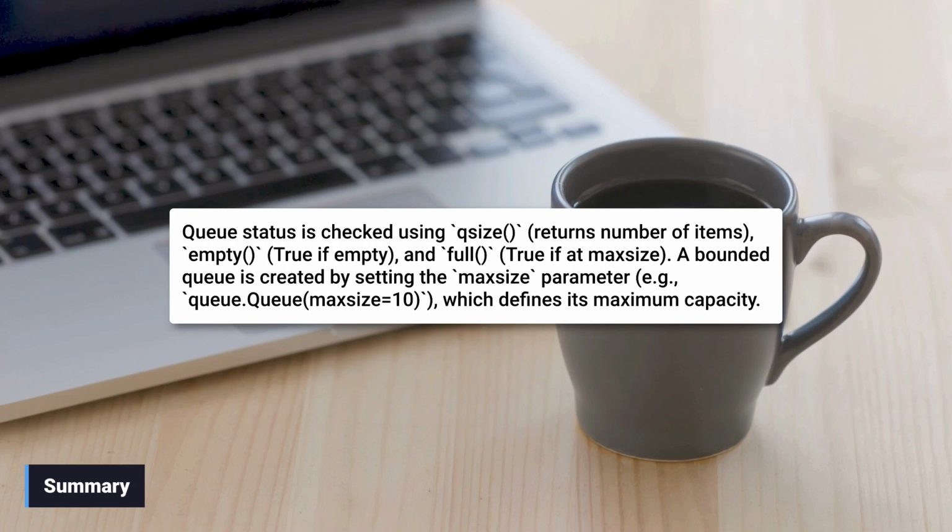To summarize, these inspection methods are vital for controlling data flow and preventing unexpected program halts.